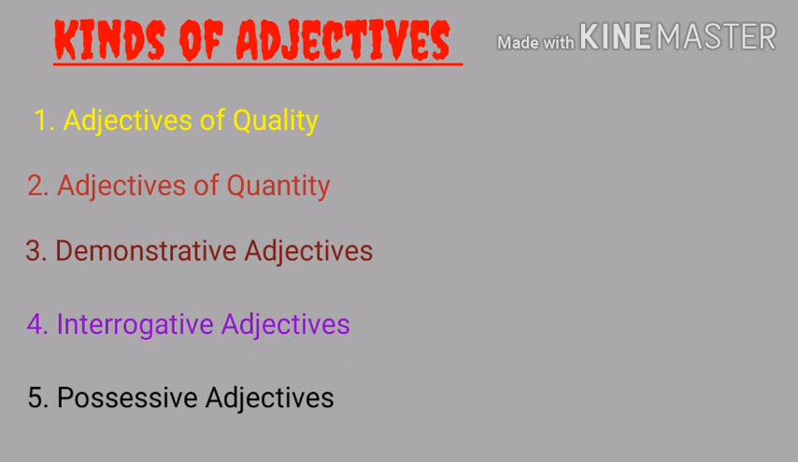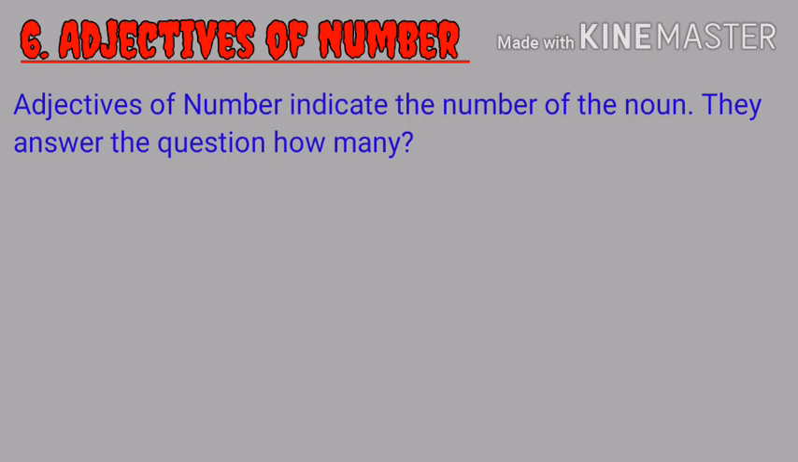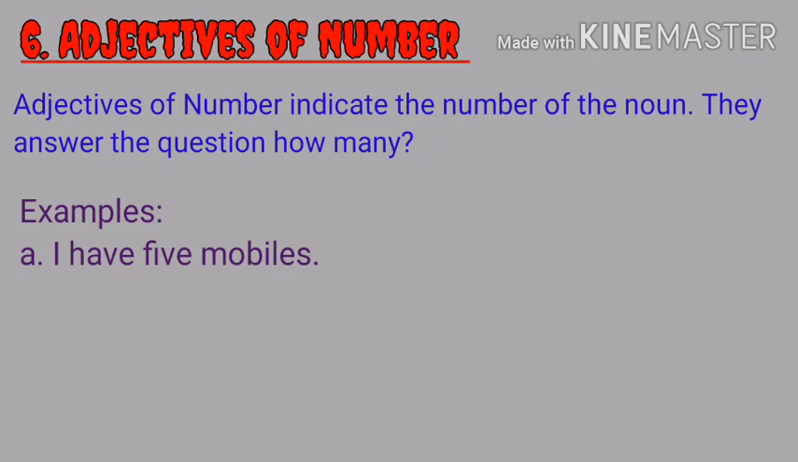So now let's see the sixth kind of adjective, that is adjectives of number. So what are adjectives of number? Adjectives of number indicate the number of the noun. Adjectives of number answer the question how many. For examples, I have 5 mobiles.